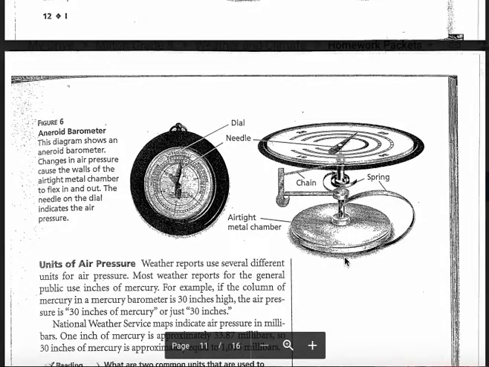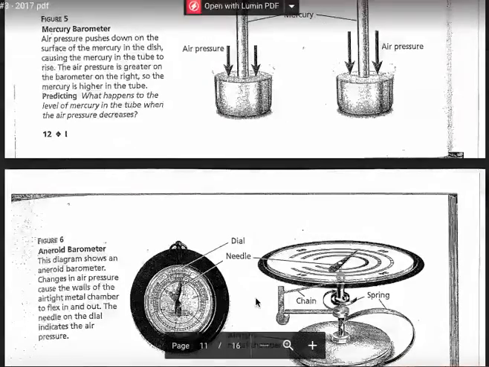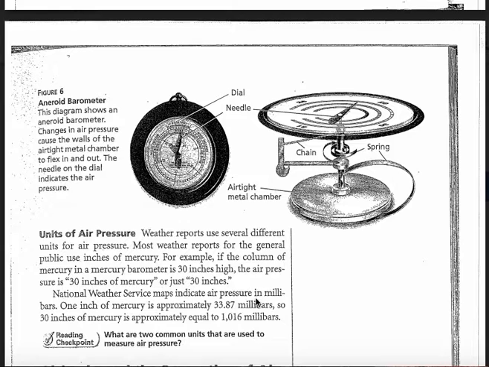See this? As air pressure pushes on it, it'll change the direction that the needle points. So basically, it's just a really sensitive metal that is acting the same way that the mercury does here, just it's not liquid, it's metal.